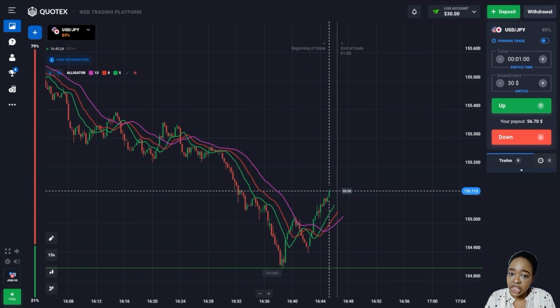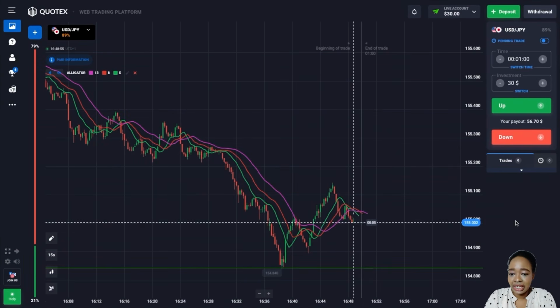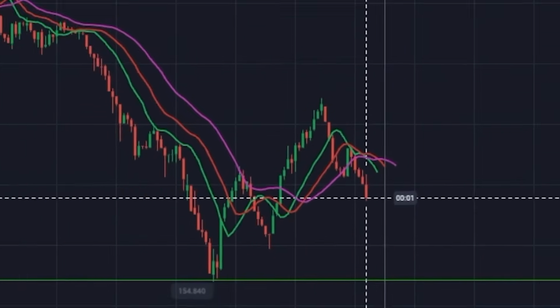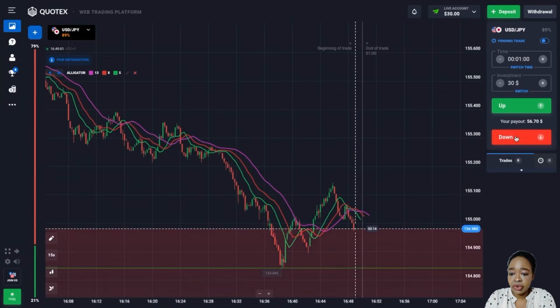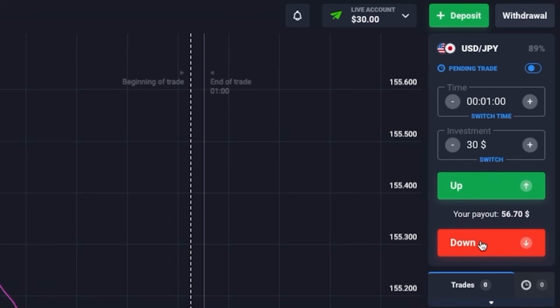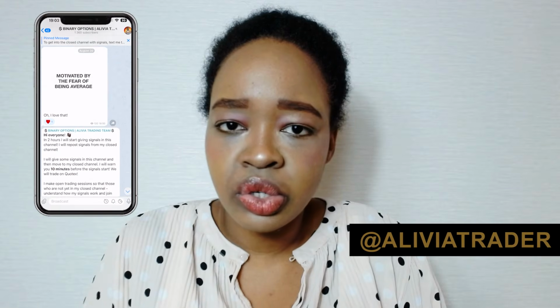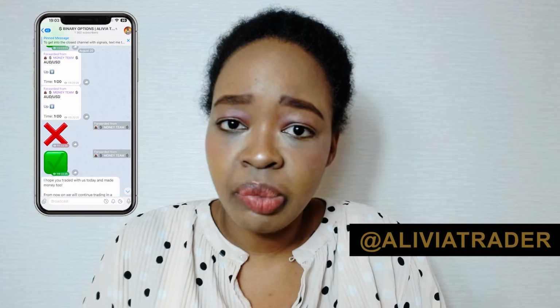So let me find the first entry point. Well, here I see that the lines of the alligator began to diverge downwards and the price is approaching the resistance level. So this is a sign of a decreasing movement, and here I'm going to open a deal for a minute.